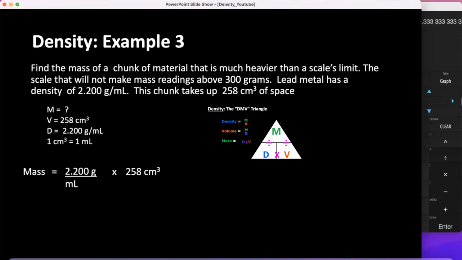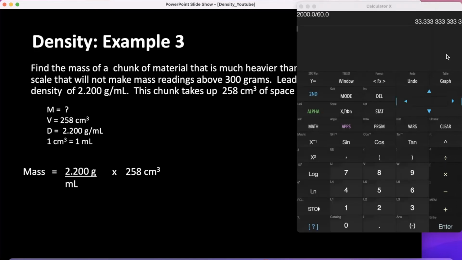So then I plug in density and volume and multiply those together. 2.200 times 258, 567.6.